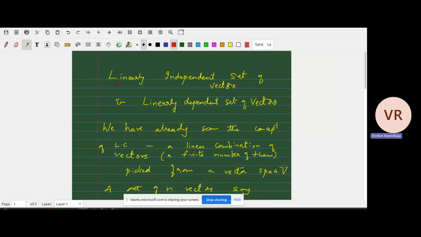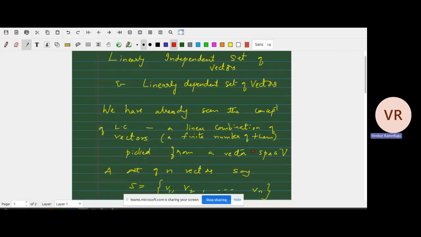So we would like to discuss linearly independent sets of vectors in this class, and then linearly dependent sets of vectors also. We have already seen the concept of linear combination, LC. A linear combination of vectors: basically a finite number of vectors are picked from a vector space, and we have seen that it is of the form summation a_i v_i, with the summation running from i equal to 1 to n.